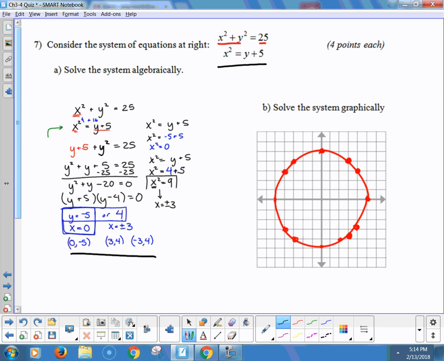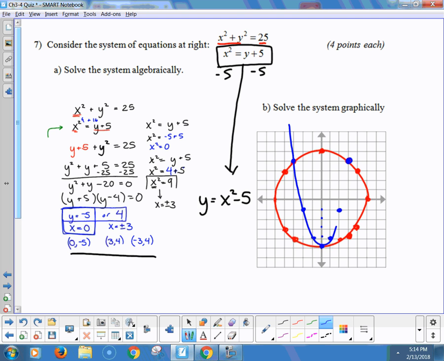This thing here was not meant to deceive you. If you put it in y form, you would subtract 5 from each side, and you would get y equals x squared minus 5. It's just a regular parabola shifted down 5 units. Over 1 up 1, back 1 up 1, over 2 up 4, back 2 up 4, over 3 up 9, back 3 up 9. But sure enough, our parabola and our circle cross exactly where we said they were supposed to.